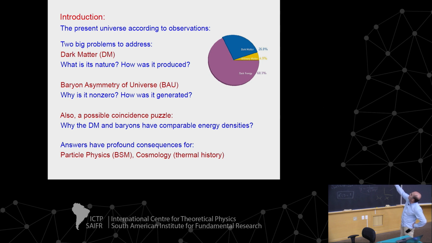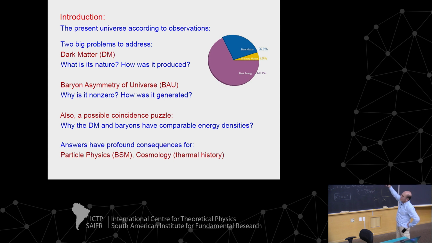So the main focus of the talk is on these two pieces of the cosmic pie, dark matter and ordinary matter. Of course, the questions interesting for particle physics are what the identity of dark matter is and how a non-zero baryon asymmetry was produced. Also relevant to the thermal history is how these abundances that we infer today were set.